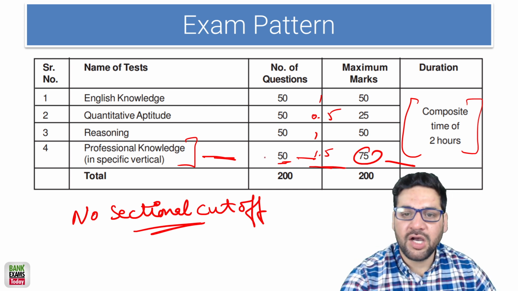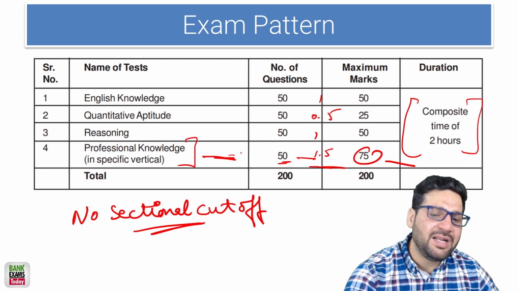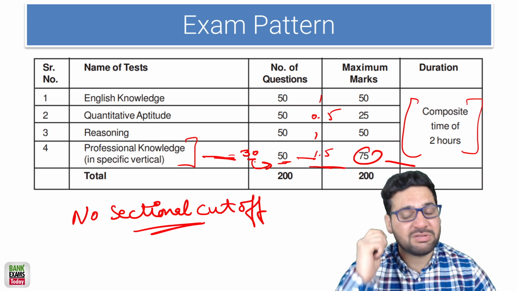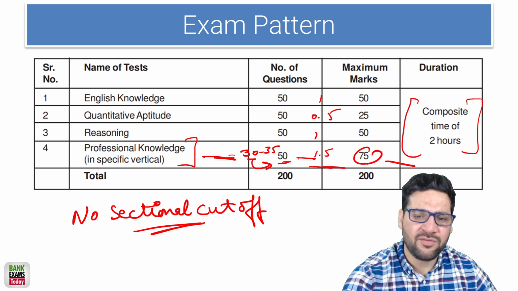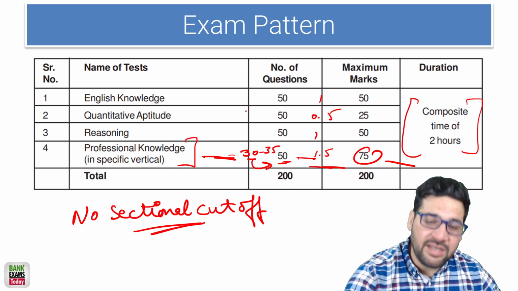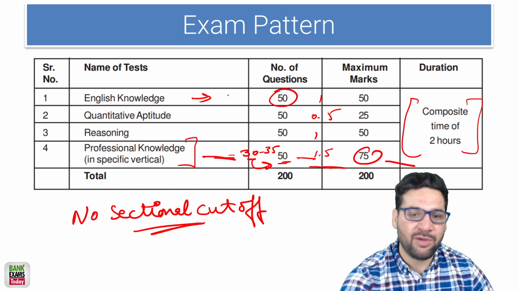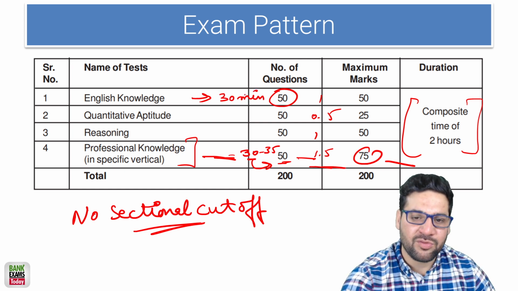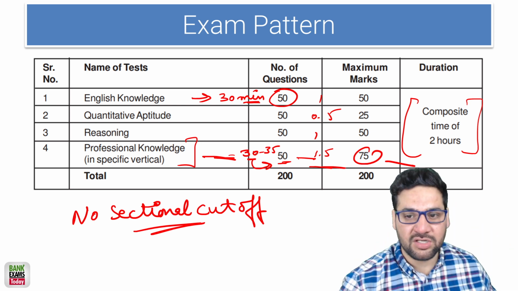You have 50 questions and a composite time of 2 hours. It would hardly take 30 to 35 minutes for the professional knowledge. Then you can move on to the English language, 50 questions, and you can allot 30 minutes again. So 35 minutes to the professional knowledge and 30 minutes to the English language.